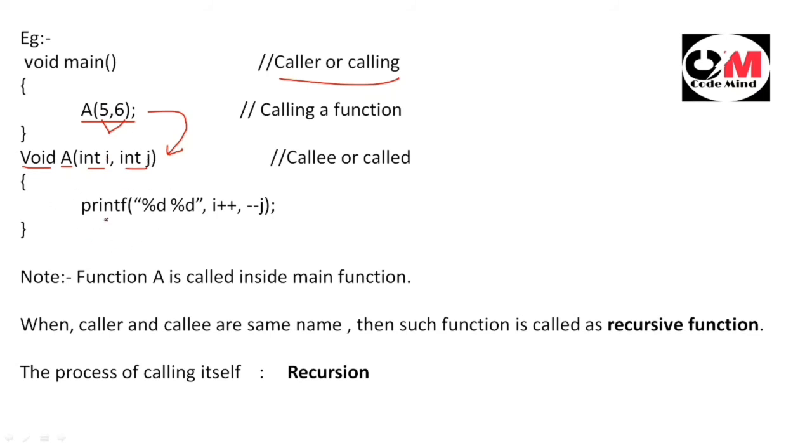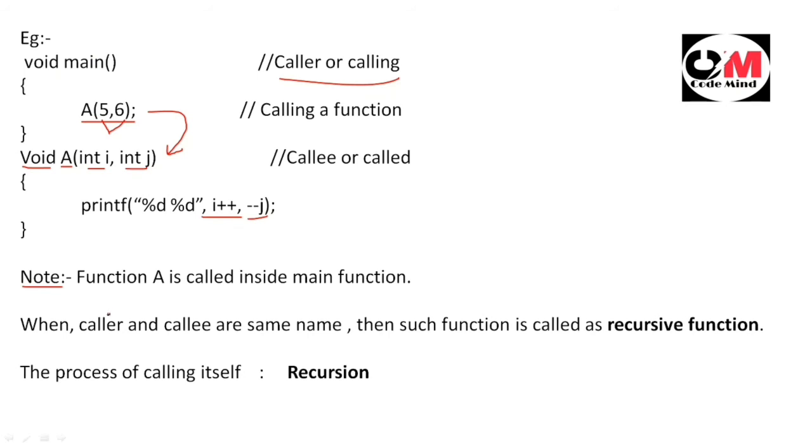This is the body of the function, which is printf("%d"), printing both the values of i and j. But this is the postfix increment operator and this is the prefix decrement operator. If you have any confusion in these two, I have already made a video on the postfix and prefix operators. See the link in the description box. So we have function a inside the main function. This is to be noted, that function a is called inside the main function.